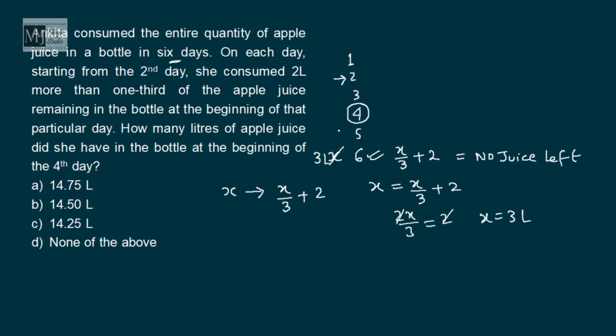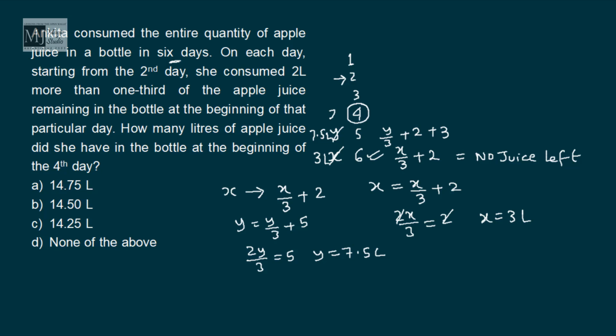Again, reverse working for the fifth day. Suppose it was Y liters at the beginning. She consumed Y by 3 plus 2, but she is left with 3 more liters. Thus, we can say that Y equals Y by 3 plus 5. That means 2Y by 3 is 5. Y is 15 by 2, that is 7.5 liters. It was 7.5 liters at the beginning of the fifth day.